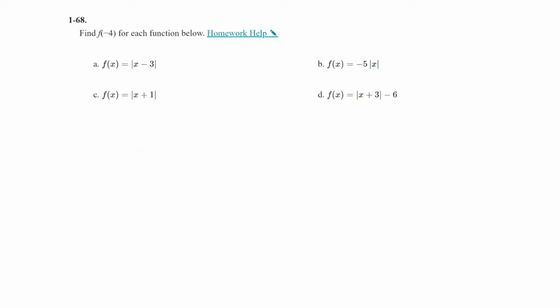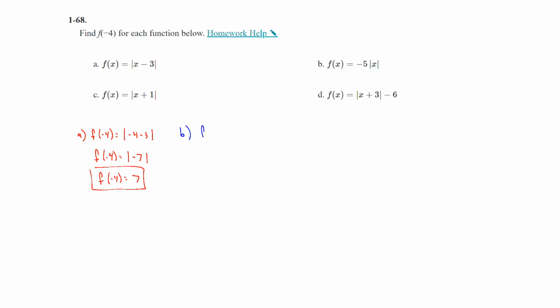Question 68. Find f of negative 4 for each function below. We're going to plug in negative 4 wherever there's an x. On part A, it's the absolute value of the quantity negative 4 minus 3. I'm going to leave the f of negative 4, which says when the input is negative 4, what's the output? We simplify the absolute value inside first, and that's the absolute value of negative 7, which is 7. So the input is negative 4, and the output is 7.